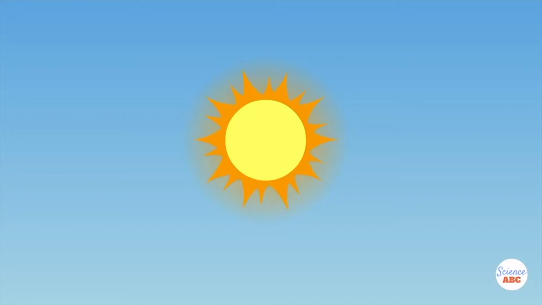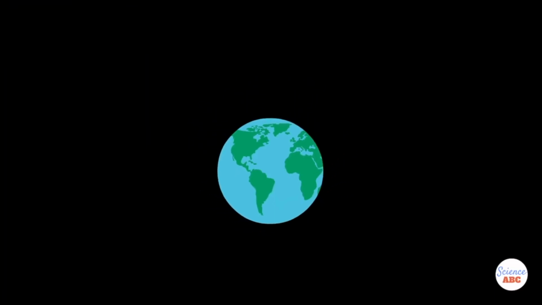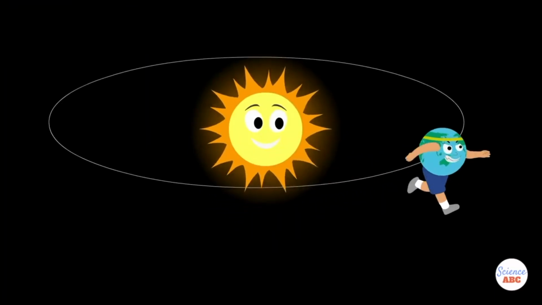Why does the sun sometimes partially or even completely disappear from the sky for a few minutes? Well, let's start with the basics. Earth, our home planet, is locked in an elliptical path around the sun.